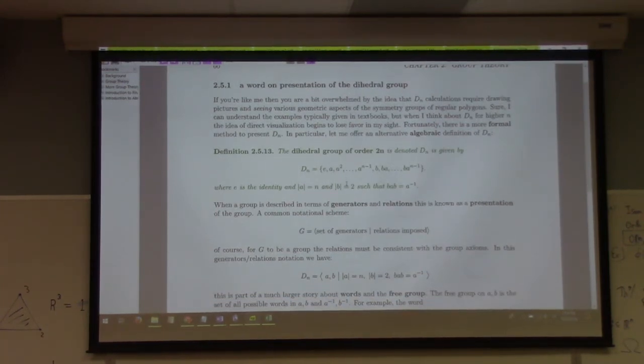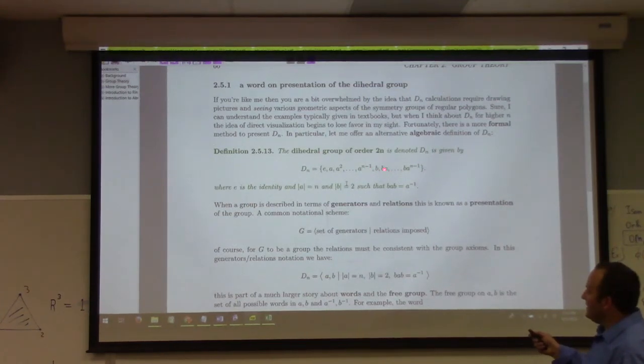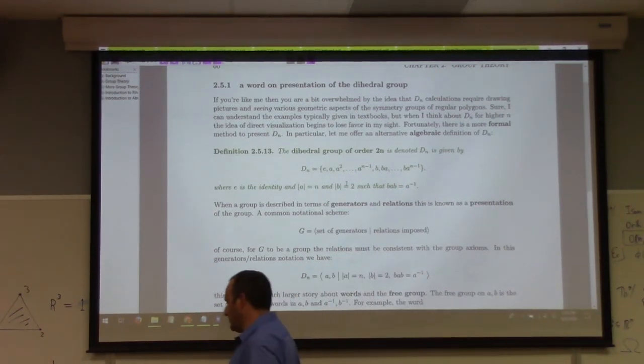But here's how I would like for us to think about the dihedral group going forward. We'd like to think of it as the set containing the identity, a squared, all the way out to a to the n minus 1. These are the rotations. And then all of these, b, ba, and so on up to ba to the n minus 1, these are the reflections. And by definition, we have that the order of A is n and the order of B is 2. And then this relation that BAB is equal to A inverse is logically equivalent to what I just derived.